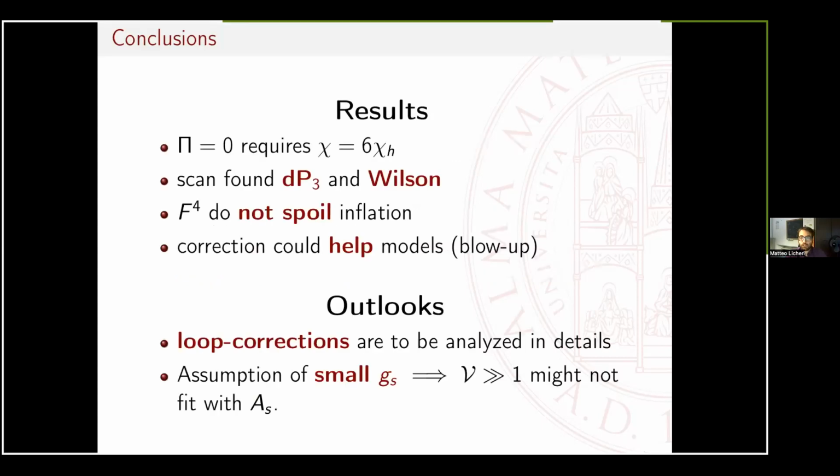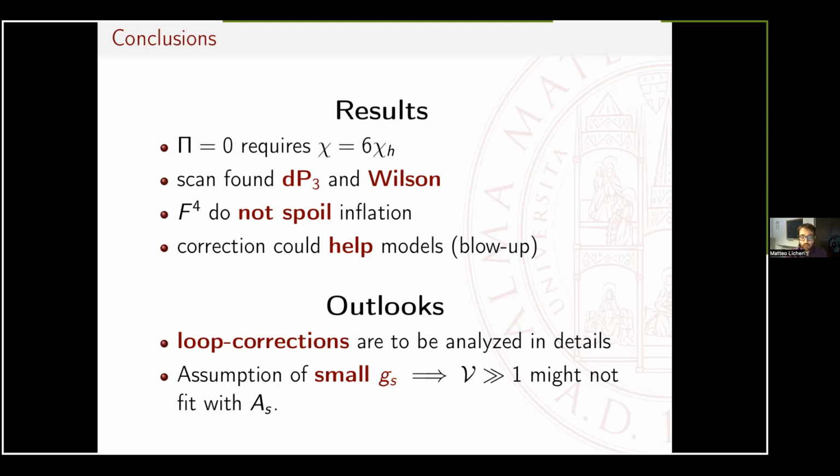So let me now talk about the results. We found that periods equal to 0 require that the divisor has the Euler characteristic chi equal to 6 times the holomorphic characteristic. Our scan found that only DP3 and Wilson divisors are suitable to obtain this. However, I recall that we only analyzed H11 from 1 to 5, so possible other analyses are to be done in the future.